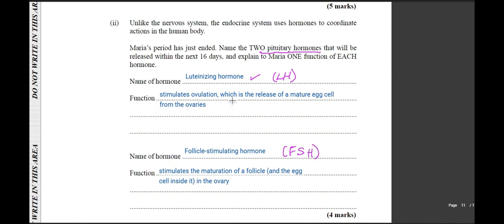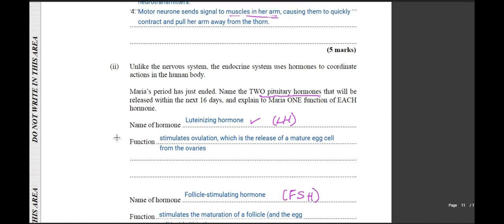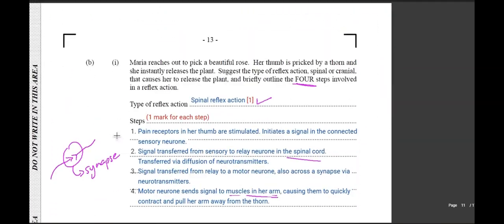Luteinizing hormone is going to stimulate ovulation, and that is what causes the mature egg cell to be released from the ovaries. Then you have the follicle stimulating hormone that's going to stimulate maturation of the follicle inside of the ovaries. So this one will actually come out first and then this one. And that's it for question 4. Question 4 was very simple, very straightforward.